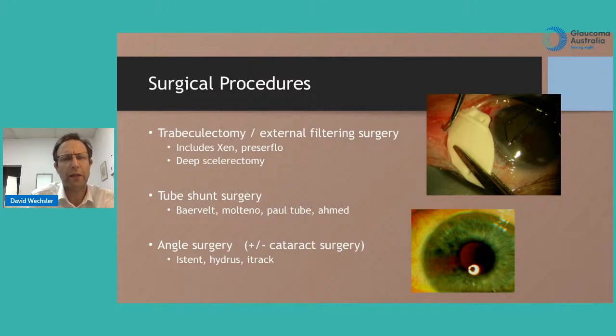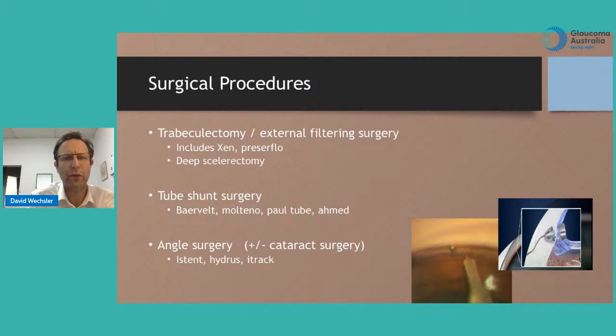Then the third category of glaucoma surgery is angle surgery, where we're dealing in the drainage angle where the fluid drains out of the eye. And this includes certain devices to help drain fluid within the natural pathways of the eye. There's one called the iStent, which I've shown here. There are other devices that do similar things. And this comes under the banner of the so-called micro-invasive glaucoma surgery. And it's sometimes combined with cataract surgery.